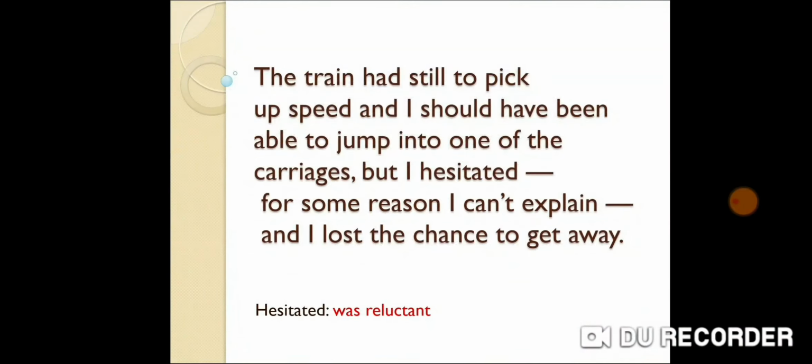The train had still to pick up speed, and I should have been able to jump into one of the carriages. But I hesitated for some reason I can't explain, and I lost the chance to get away.